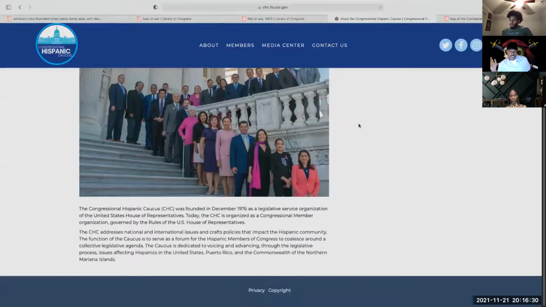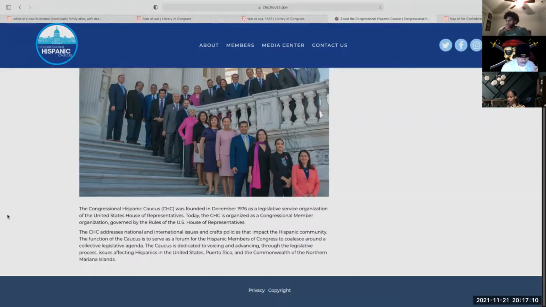All right, so here we go. Now we're looking at the Hispanic Congressional Caucus. They always talk about black and brown. They always throw in these adjectives, black and brown, black and brown. All right, let's see what their caucus talking about. The Congressional Hispanic Caucus was founded in December 1976. So five years after ours was founded, they got theirs. As a legislative service organization of the United States House of Representatives. Today, the Congressional Hispanic Caucus is organized as a congressional member organization governed by the rules of the U.S. House of Representatives.